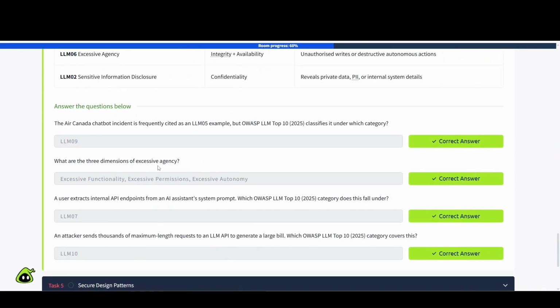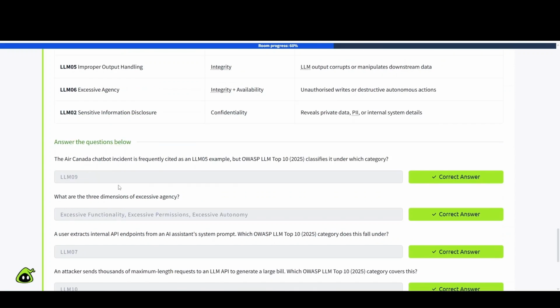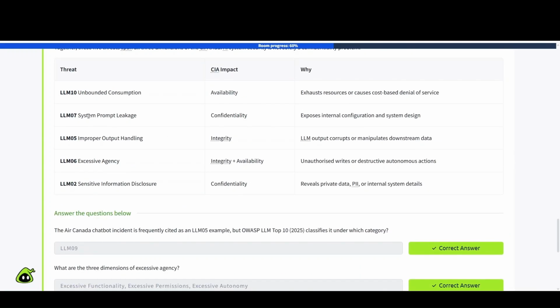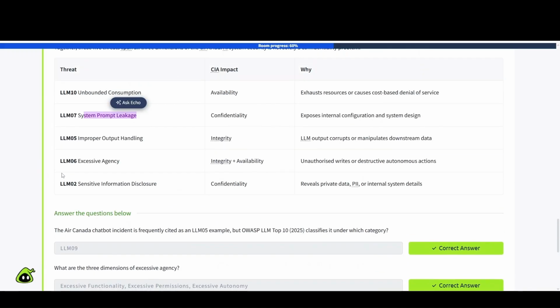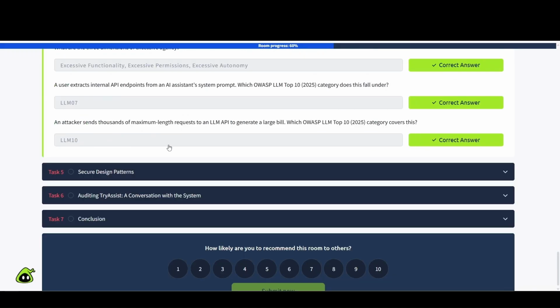What are the 3 dimensions of excessive agency? That's going to be excessive functionality, excessive permissions, and excessive autonomy. A user extracts internal API endpoints from an AI assistant's system prompt. Which OWASP LLM Top 10 2025 category does that fall under? That's going to be LLM07, which is system prompt leakage. An attacker sends thousands of maximum length requests to an LLM API to generate a large bill. Which OWASP LLM Top 10 2025 category covers this? That's going to be LLM10, which is unbounded consumption.